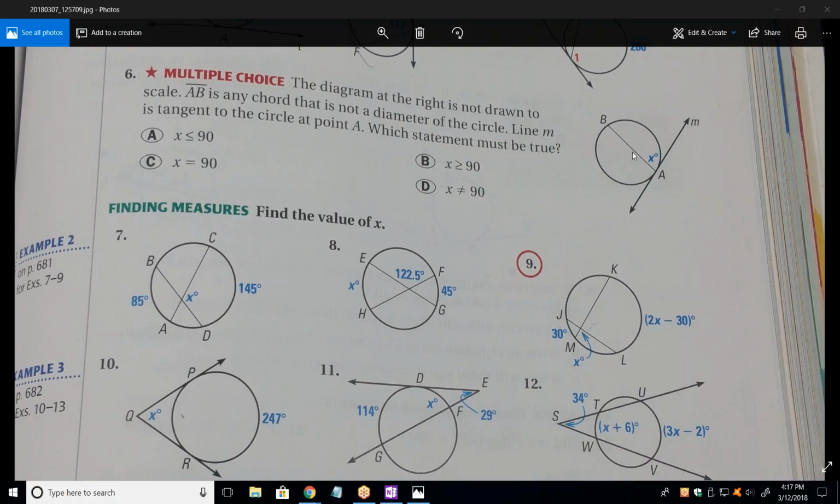So we don't know which side of the center of that circle that line is on. It could be on the other side. So it could be less than 90 or greater than 90. The only thing we know for sure is that it's not 90. It would have to be 90 if it was a diameter. And if it's not a diameter, then it's not 90.